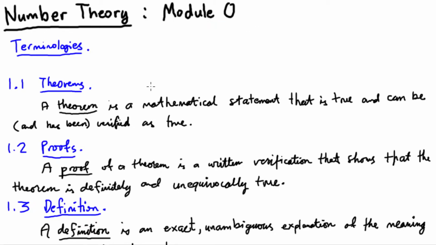So first off, we're going to start with the terminologies that we need in the field of number theory and in the field of pure mathematics as a whole. First, we need to understand what theorems are. I'll call this 1.1. A theorem is a mathematical statement that is true and has been verified to be true. Before we start with our proofs, we need to have these definitions. A theorem is a mathematical statement that is true.